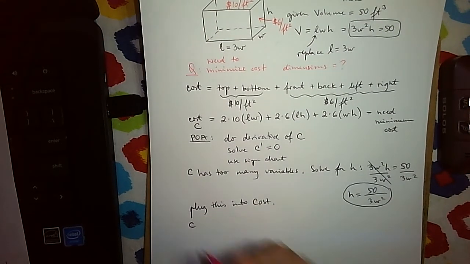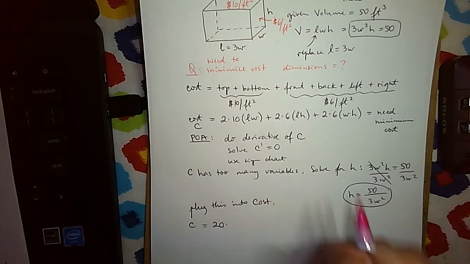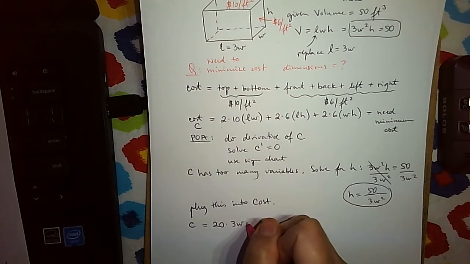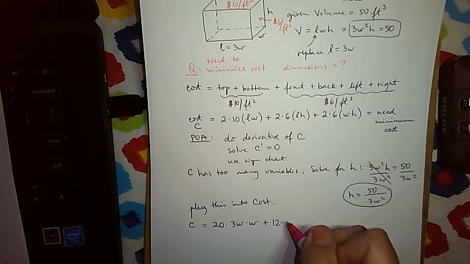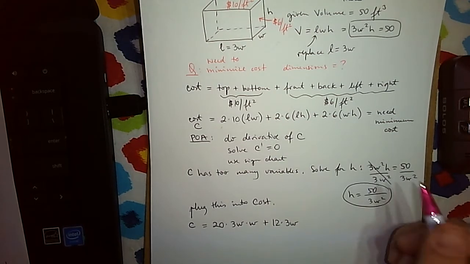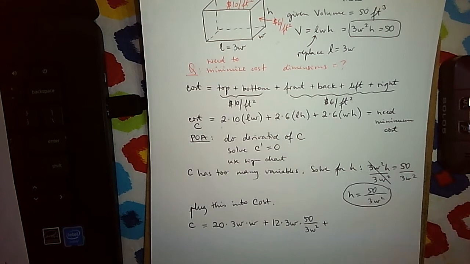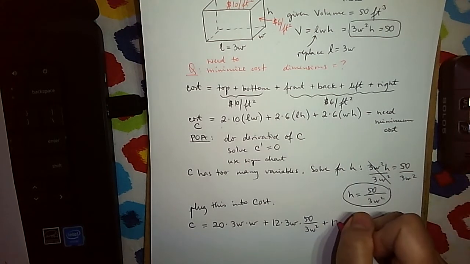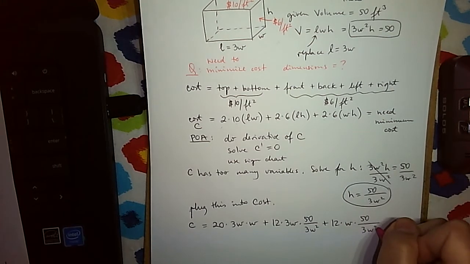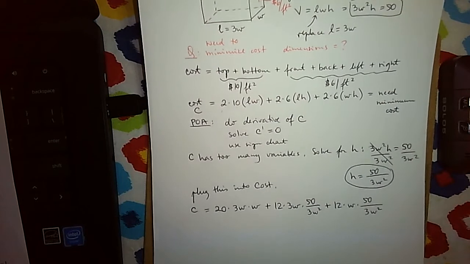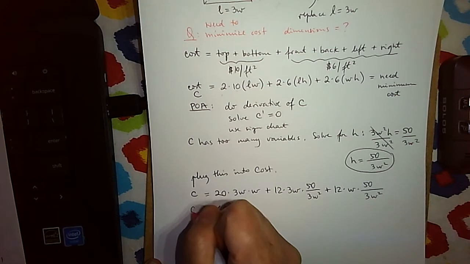So we are going to get C, 2 times 10, so that's 20. Instead of L, I'm going to put 3W, and then I have another W, plus 2 times 6, that's 12. Instead of L, I'm going to say 3W, and instead of H, I'm going to say 50 over 3W squared, plus 2 times 6, that's 12, times W, and then instead of H, I'm going to put the 50 over 3W squared. Now I'm going to try to rearrange these parts. 20 times 3, so that's 60W squared. This will become C of W.